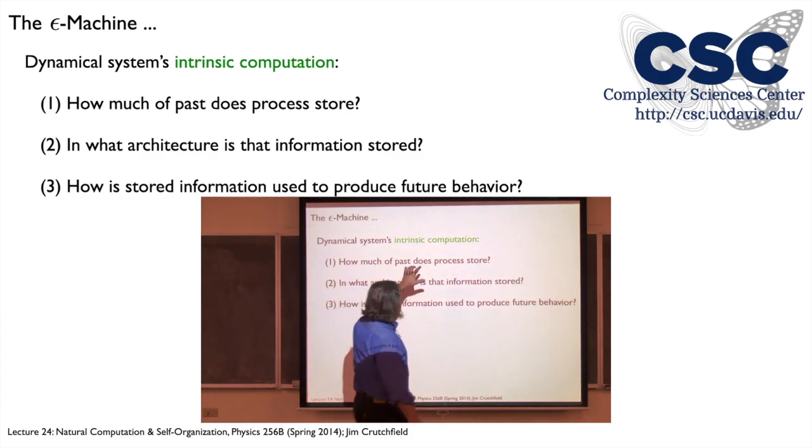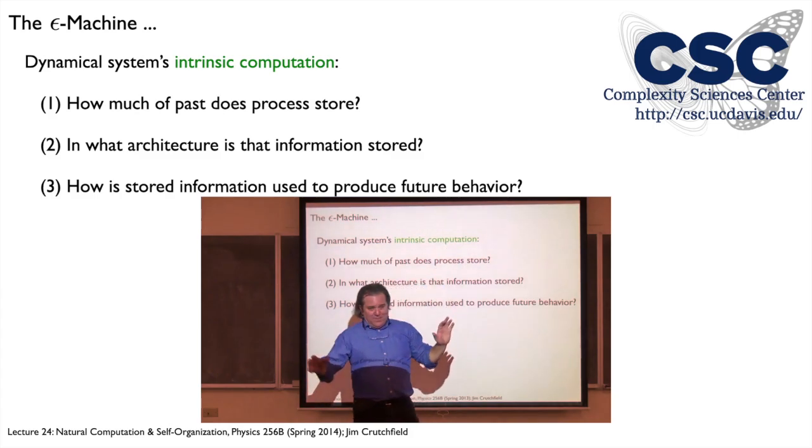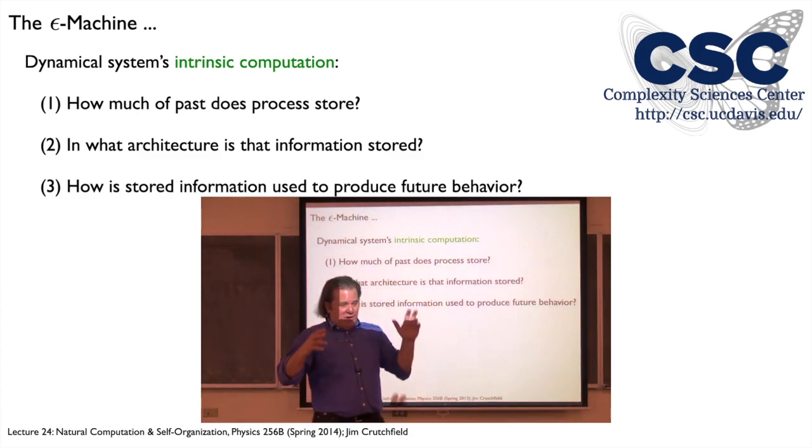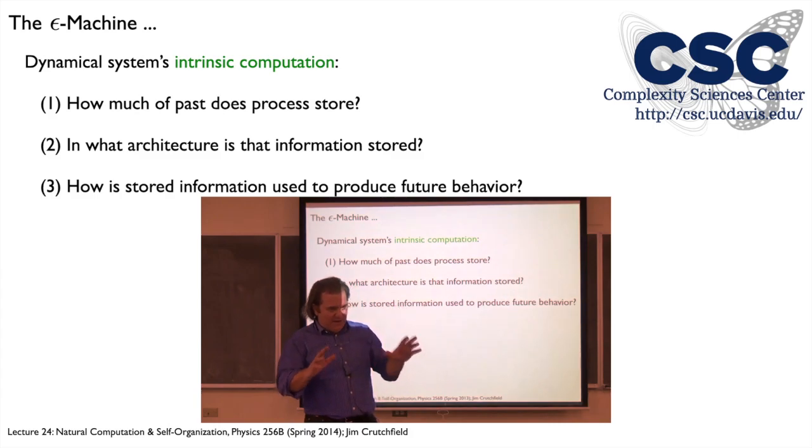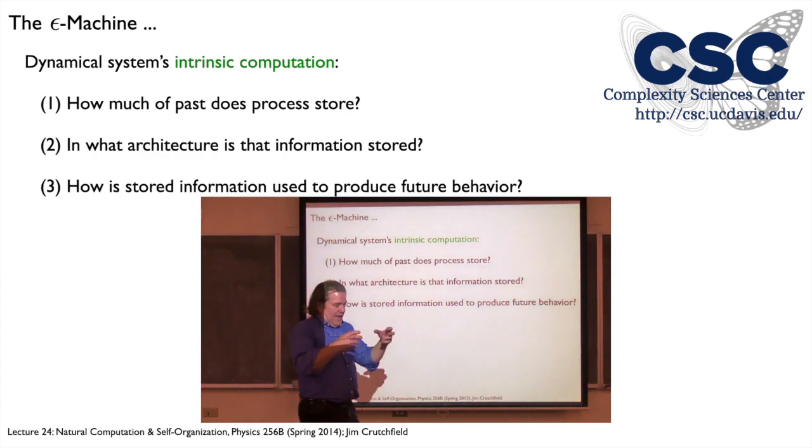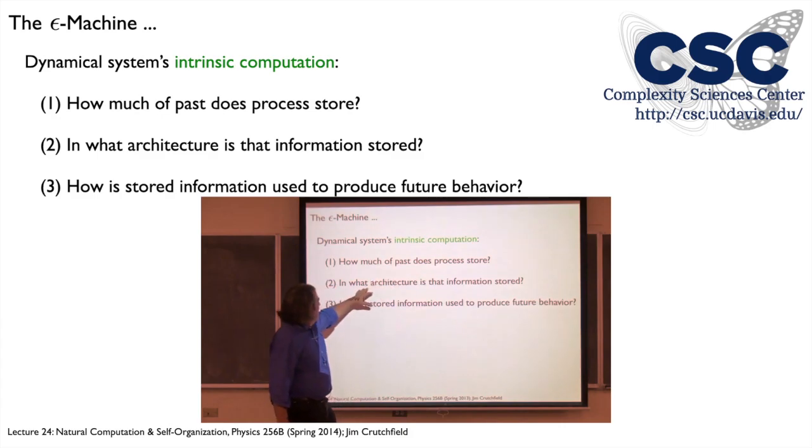So there's this notion of intrinsic computation, not running Microsoft Excel on a waterfall. I don't mean that. I mean the waterfall on its own terms, or the neurobiological system on its own terms, or the spin system on its own terms. How much past does it remember? How much of the past does the process store? Where in the system's state space is that information stored? What's the architectural structure of how that information is stored? And then how does that stored information get used to produce future behavior?